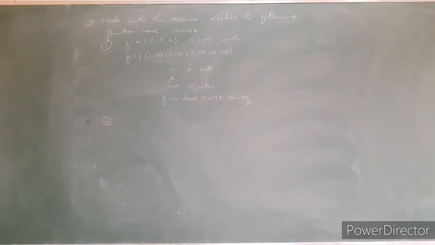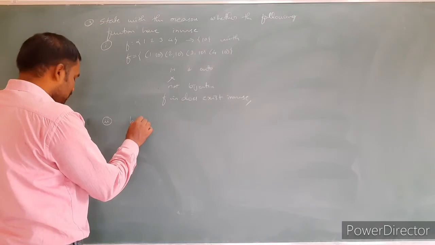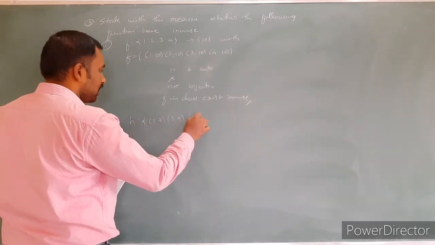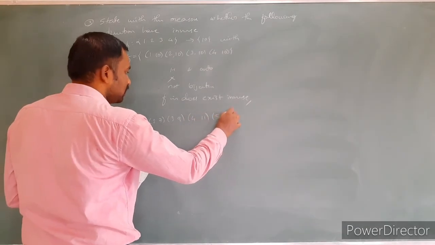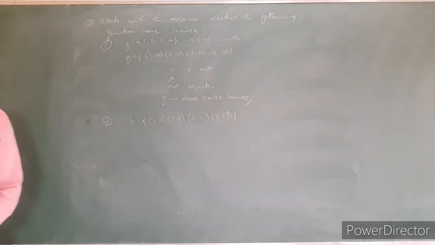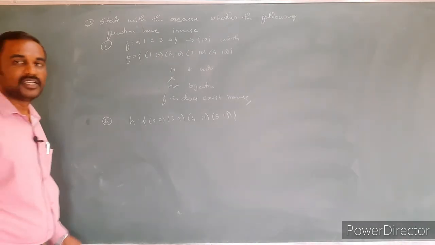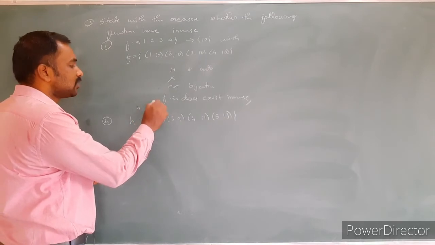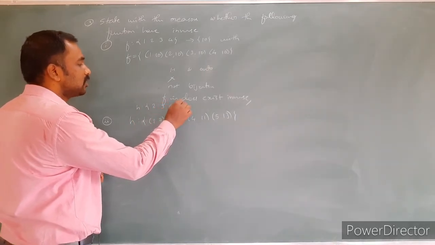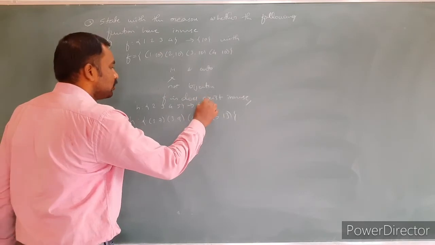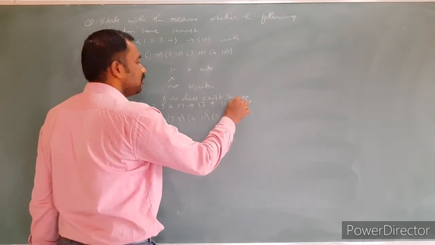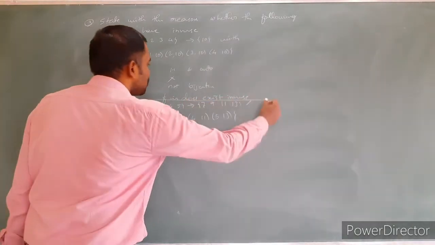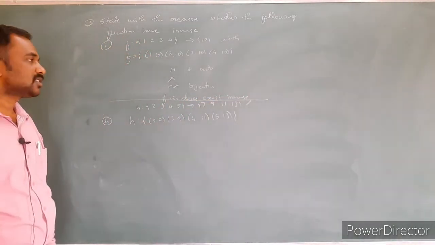In the same way, take one more problem. H is a function from {2, 3, 4, 5} into the codomain {7, 9, 11, 13}, given by (2, 7), (3, 9), (4, 11), (5, 13). Whether this function H has an inverse or does not have an inverse.